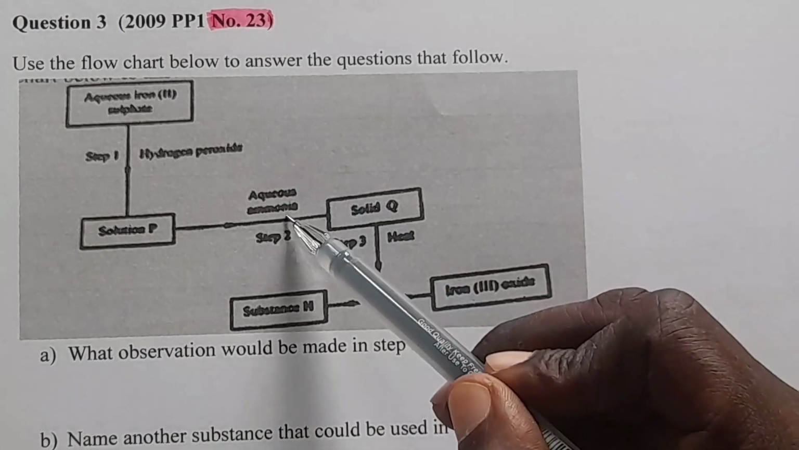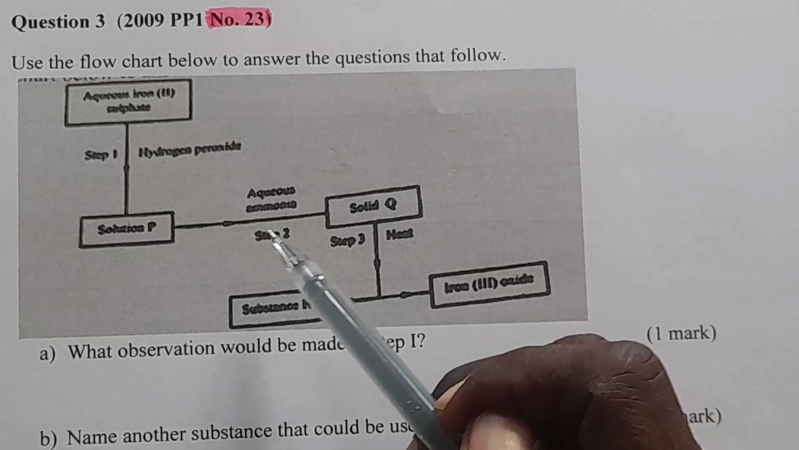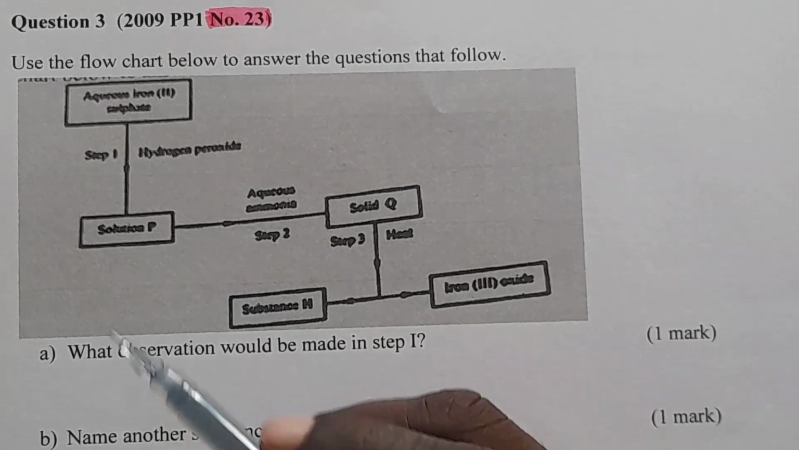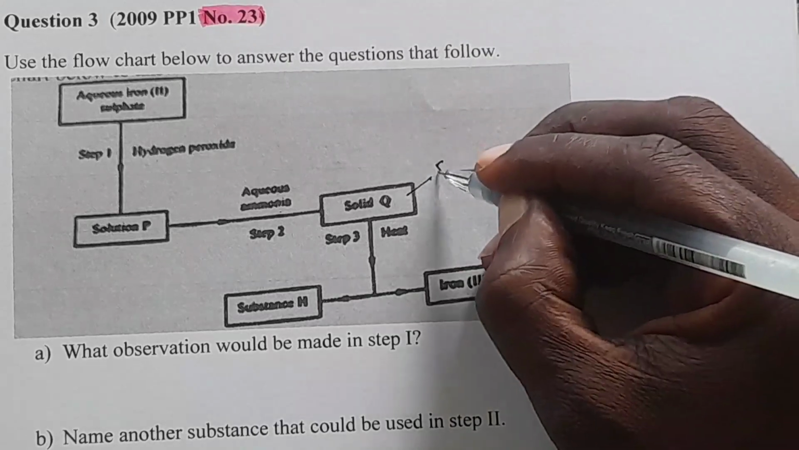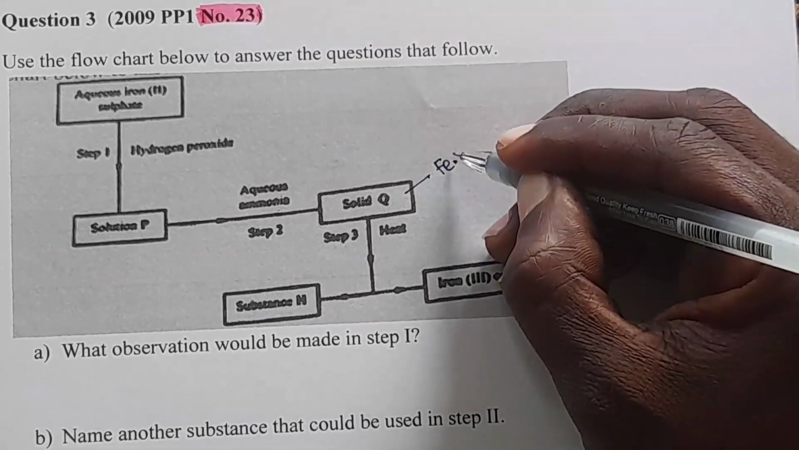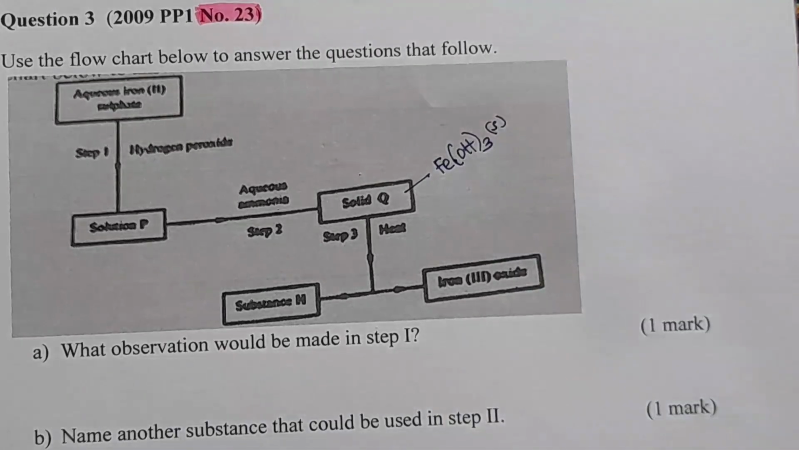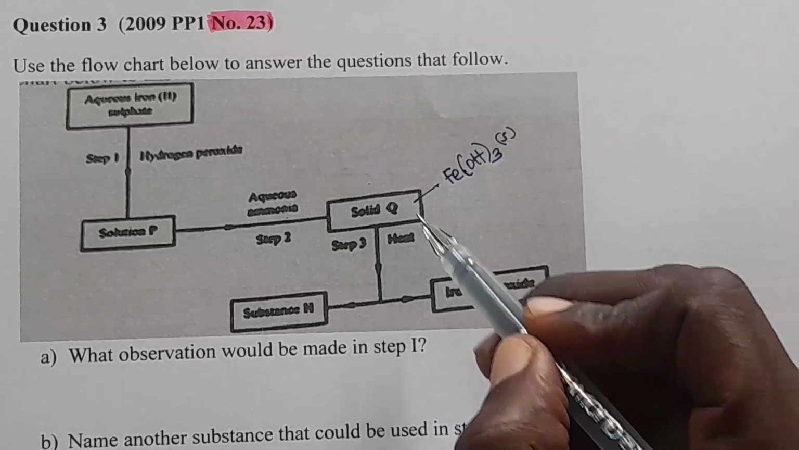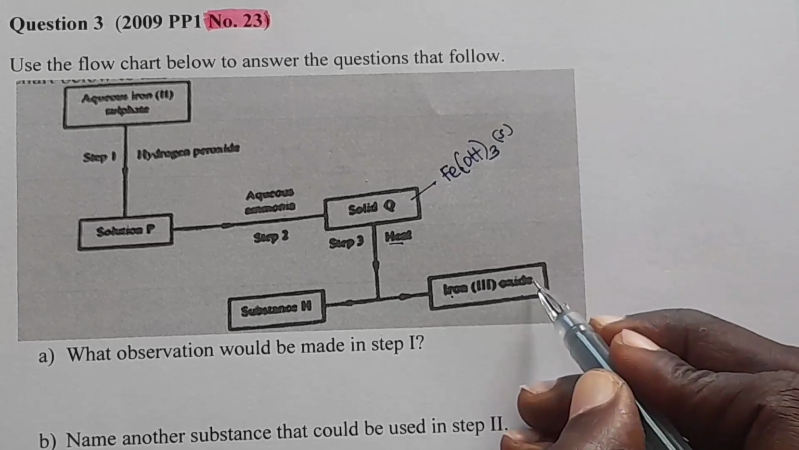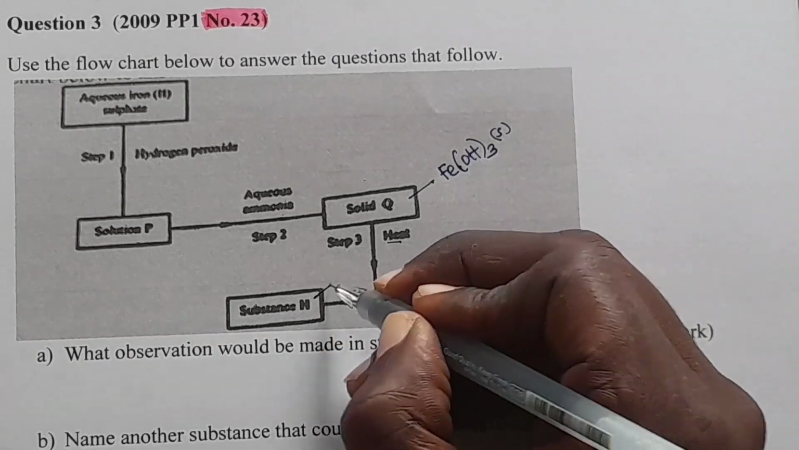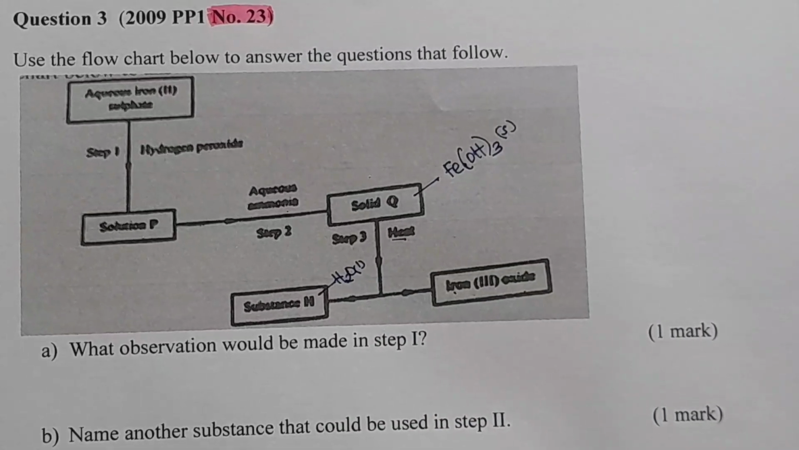So if we add aqueous ammonia to iron 3 sulfate solution, we are going to get ammonium sulfate plus iron 3 hydroxide. So this solid Q will be iron 3 hydroxide, which is a precipitate, or a solid. If we heat iron 3 hydroxide, we get iron 3 oxide plus water. So our substance H will be water. Okay, let's go to the questions now.